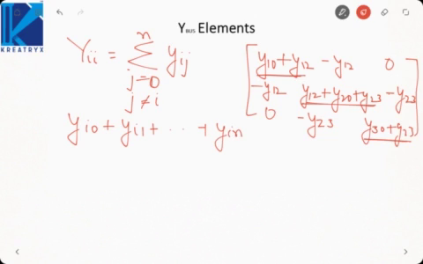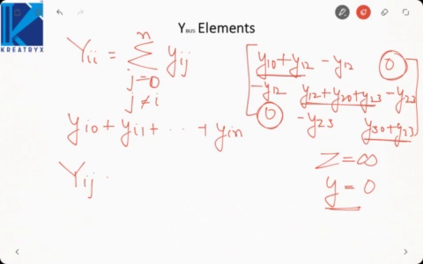And remember, if two buses are not connected with each other, like in the example that we took, bus 1 and bus 3 were not directly connected. That means there is an open circuit between those two buses. If there is an open circuit between those two buses, the impedance is infinite or the admittance is 0. That is why this element between bus 1 and 3 is 0. So whenever two buses are not connected, the admittance between those two is 0. Similarly, I can write Yij is equal to the negative of the admittance between the two buses.